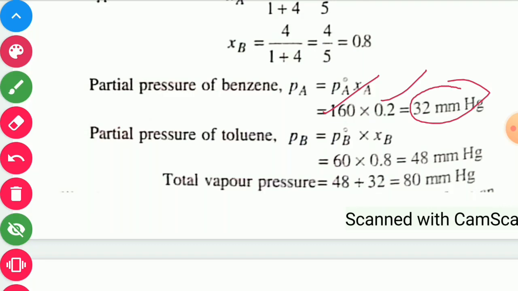Similarly, partial pressure of toluene will be equal to P naught B into XB. Here P naught B is the vapor pressure of toluene in the pure form, that is given in the question, that is 60 mmHg. Mole fraction we calculated, that is 0.8, so it will be equal to 48 mmHg.